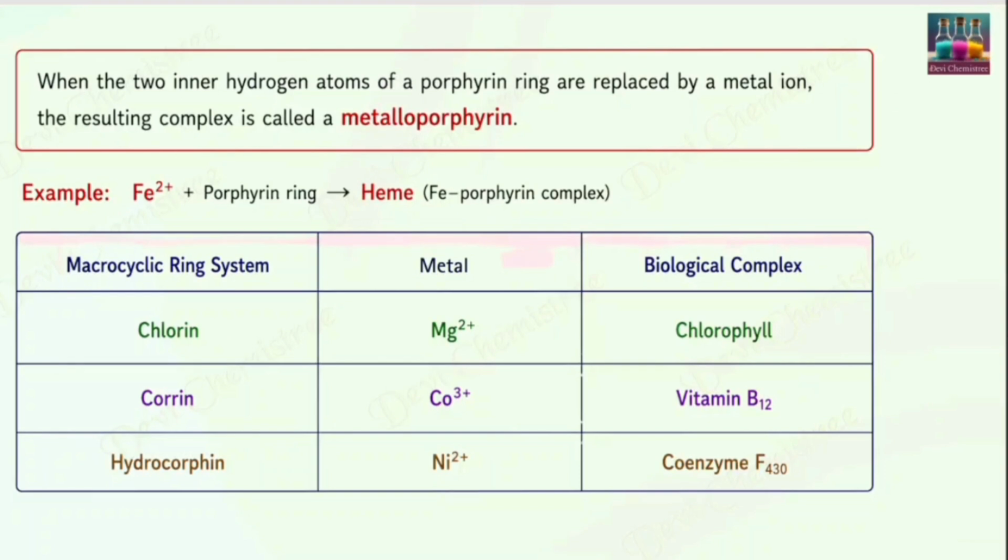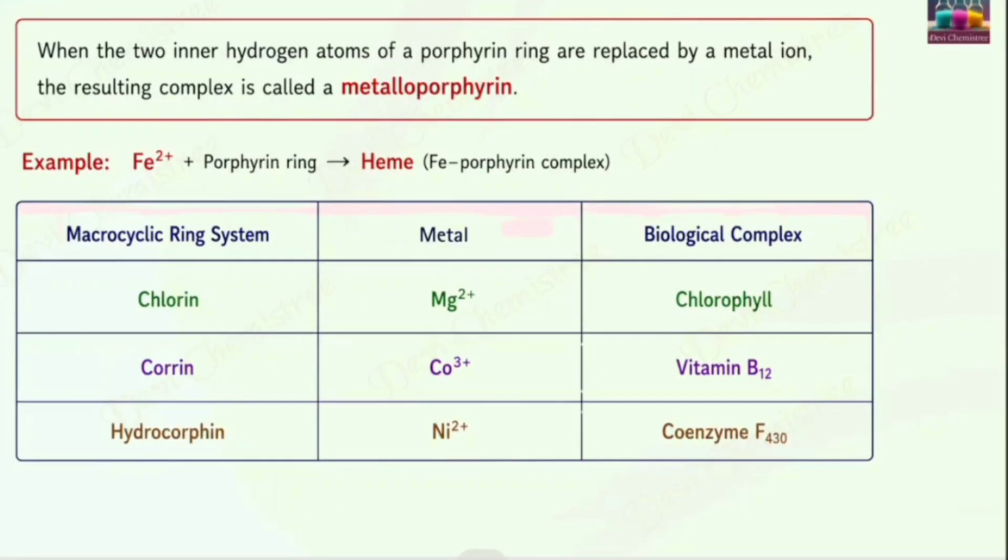We also saw the structures of chlorin and corrin. When the ligand chlorin combines with the metal ion Mg in +2 state, it forms the complex chlorophyll. We would have seen all these in many places, but the ligand and metal system here is chlorin and magnesium in case of chlorophyll. And in case of vitamin B12, the ligand is corrin. It binds with the metal cobalt in 3+ state. Similarly, there is another ligand called hydrocorphin, which combines with nickel in 2+ state, and it forms coenzyme F430.